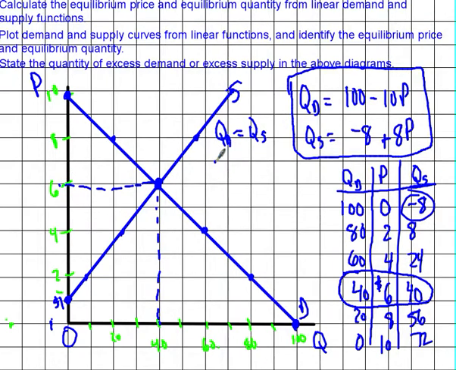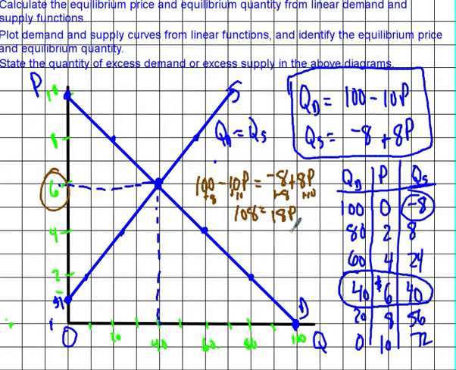And so let's just set these equations equal to each other and work it out and see what we get. Hopefully, if everything works out correctly, we should solve for P and get 6. So we'll say the quantity demanded is 100 minus 10P. I'm going to say that equals the quantity supplied. And the quantity supplied is negative 8 plus 8P. And so let's set that. We'll add 8 to that side, add 8 to that side. So we've got 108. Then we'll add 10P here, add 10P here. So that equals 18P.